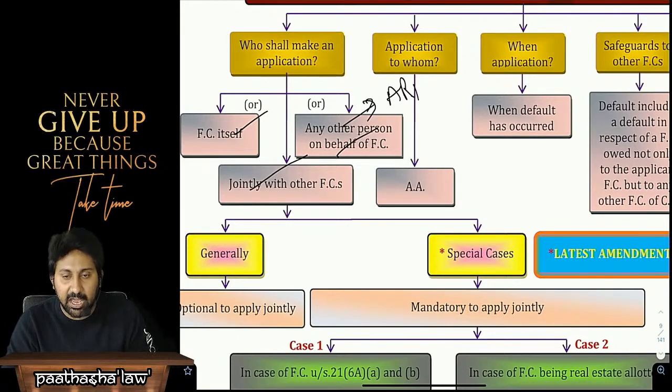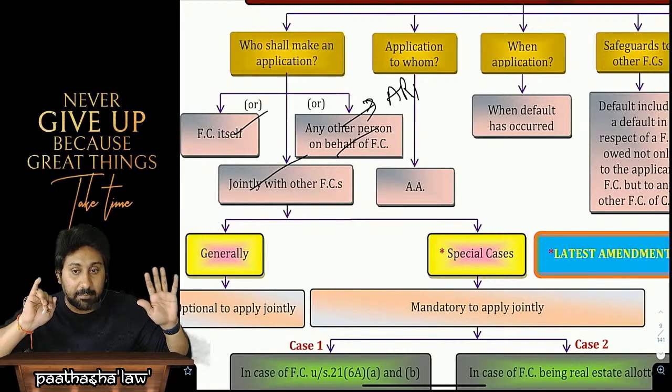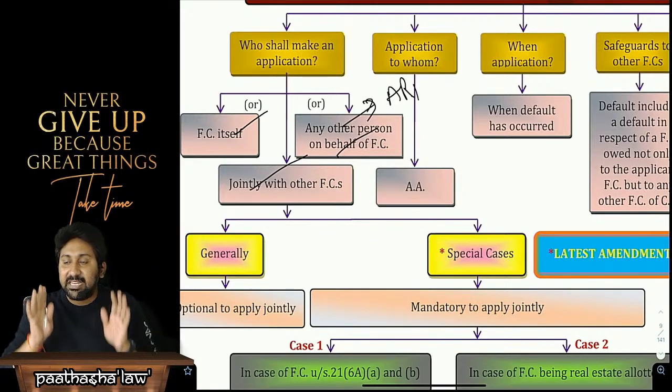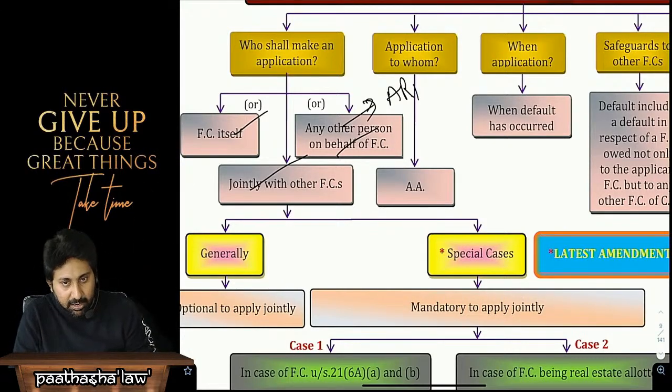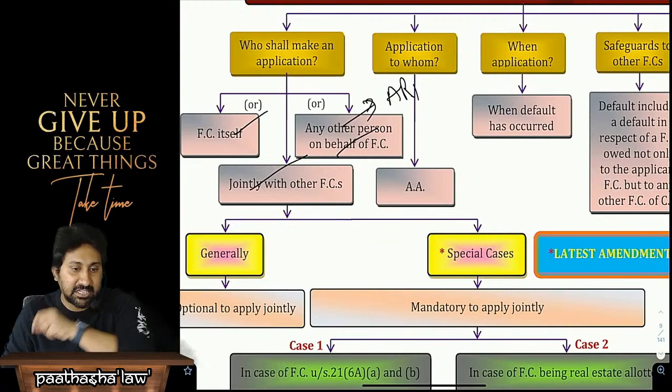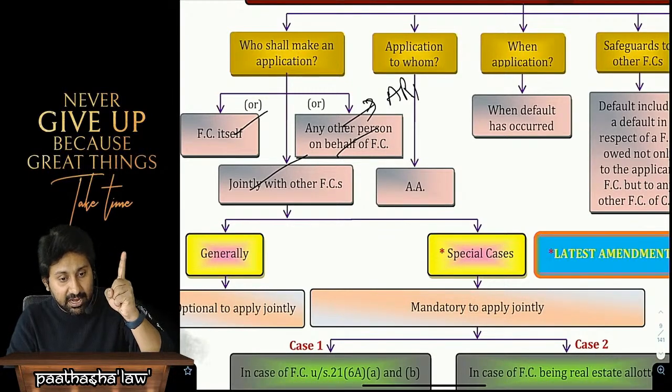AR1 means authorized representative type 1. There are 6 kinds of authorized representatives under the Insolvency Code. The first type will be authorized representative type 1 under section 7: any person representing on behalf of the financial creditor for filing an application for CIRP under section 7 against a corporate debtor when the default has occurred. This is AR category 1.